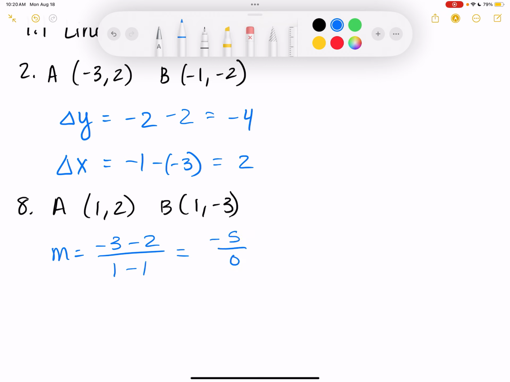What happens when we divide by 0? It's 0. No. It's undefined. Yep. So if it's 0 on top, it's 0. If it's 0 on the bottom, it's undefined.